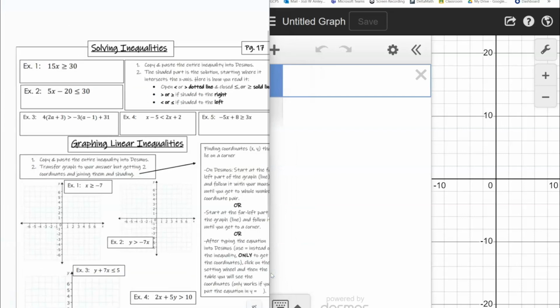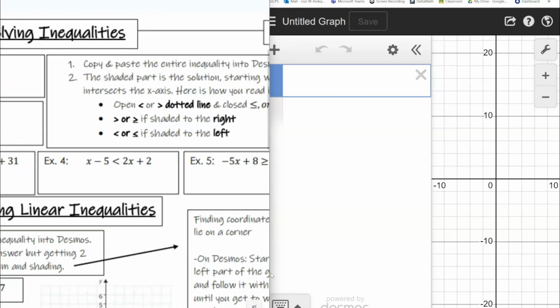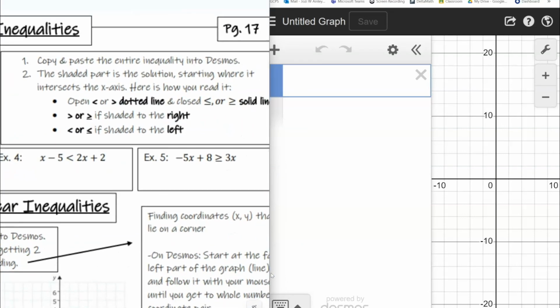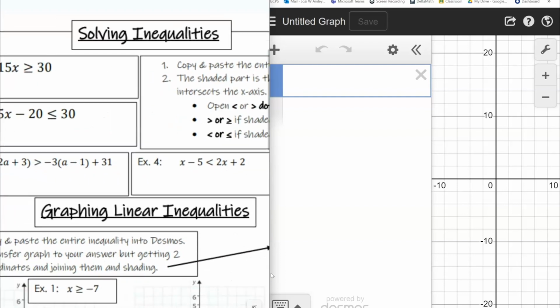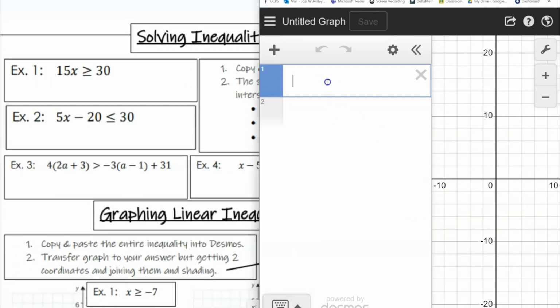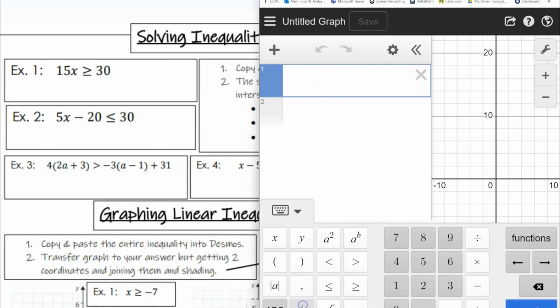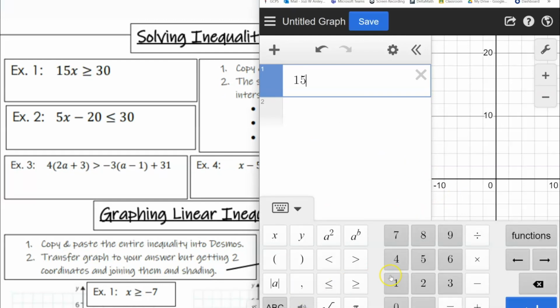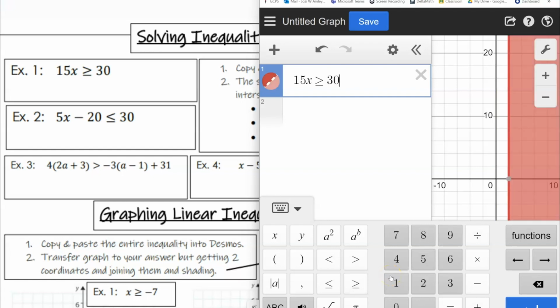Then we're just simply going to follow the directions and input them into the calculator. So solving equations, it says copy and paste the entire inequality into Desmos. So here's my inequality. I'm going to go ahead and copy it in. It says 15x is greater than or equal to 30. Boom. Copied it in.